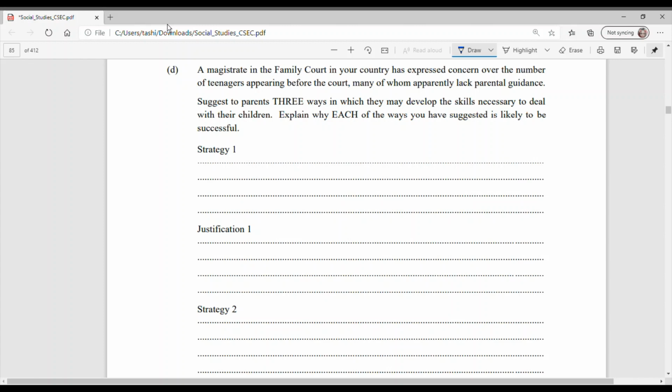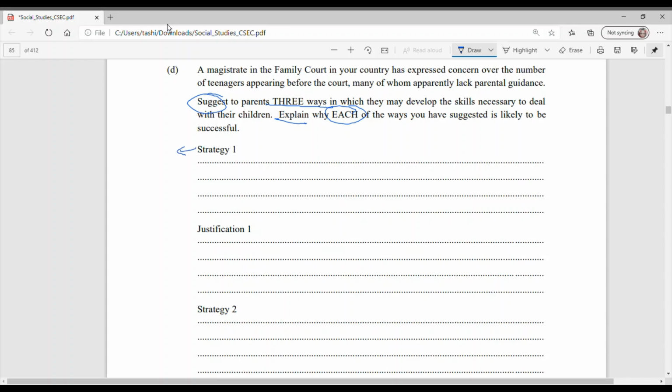Alright, so you're required to do 2 things in this question. First of all, you're going to suggest 3 ways in which parents can develop skills to deal with their children. Then you're going to explain why each of these 3 ways are likely to be successful.